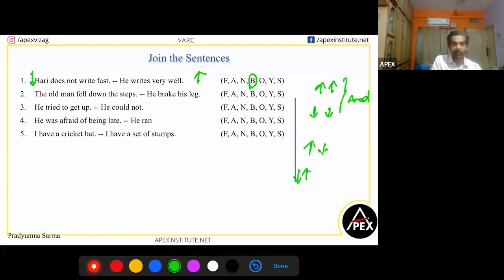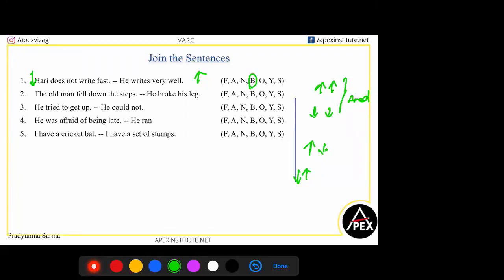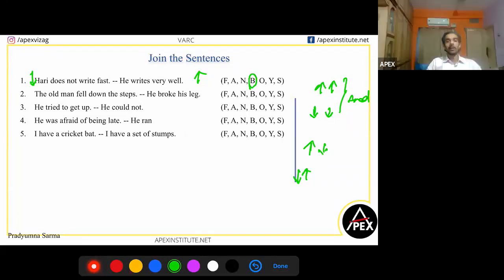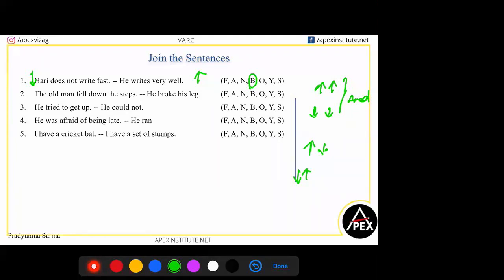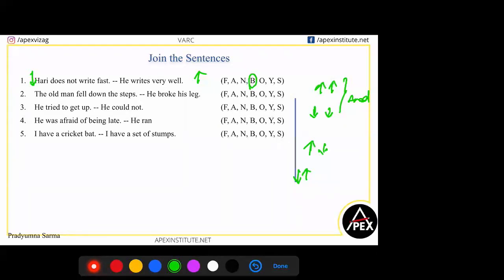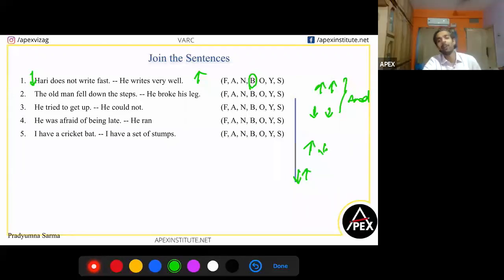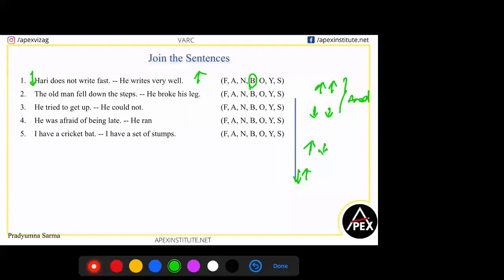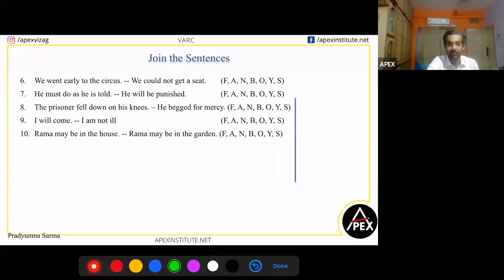All right. So what about the second one? The old man dash fell down the steps. "And", sir. Very good. Third one. He tried to get up, dash. "But", sir. He was afraid of being late, so he ran. Very good. I have a cricket bat, and I have a set of stumps. Nice.